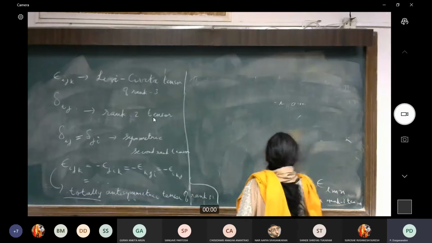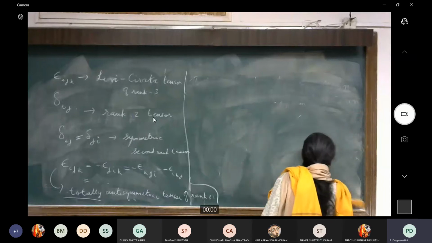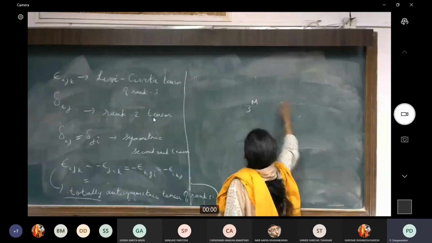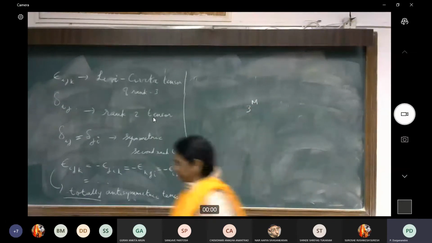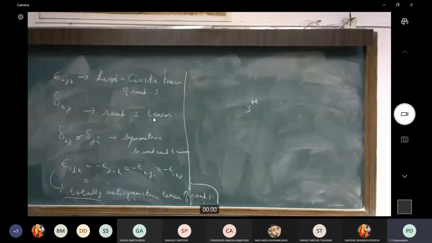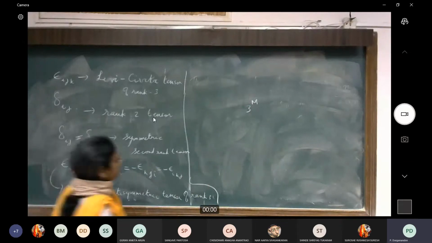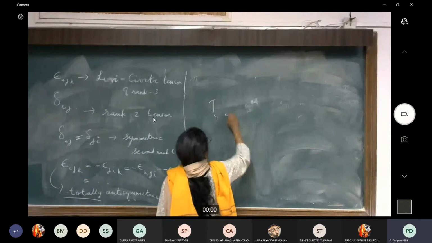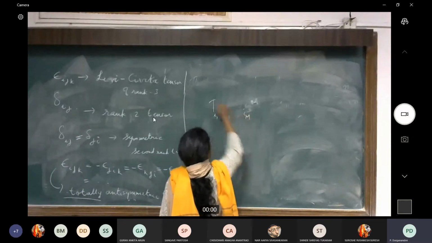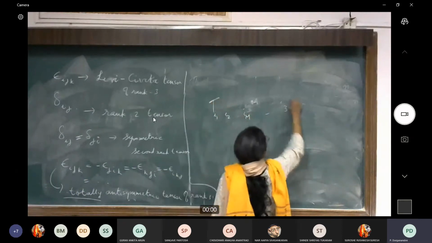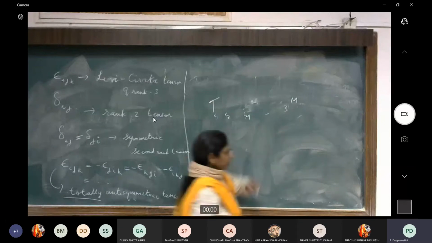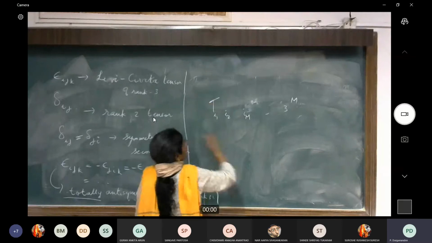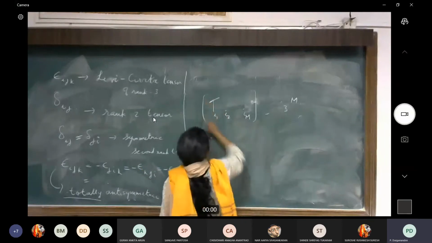An mth rank tensor, by definition, is something which has, in our case, 3 to the power of m components. In our 3-dimensional space, an mth rank tensor must be something which has 3 to the power of m components. So this is an object which has 3 to the power of m components, 3 because we are considering 3-dimensional space. And then these components are defined with respect to basis B.